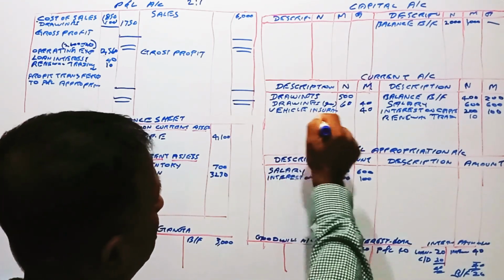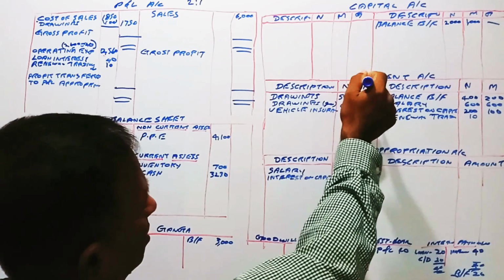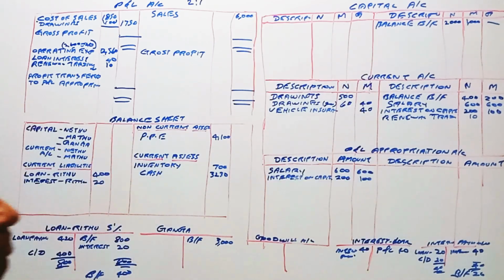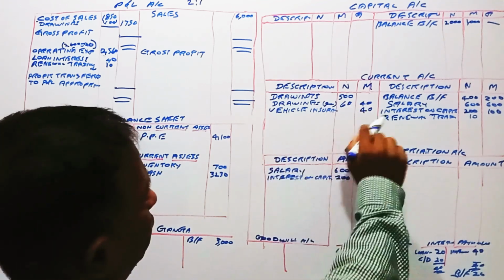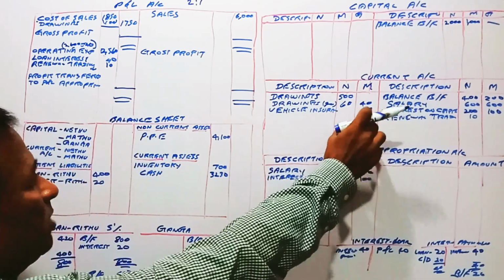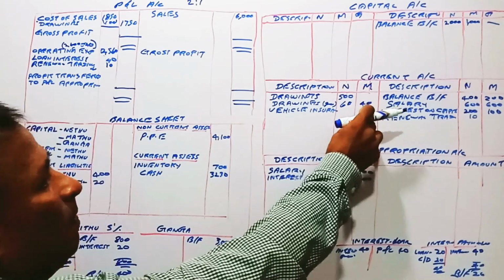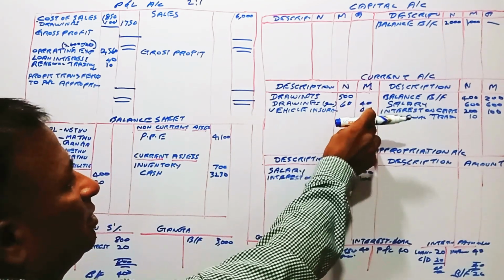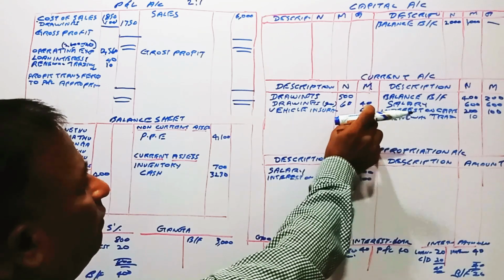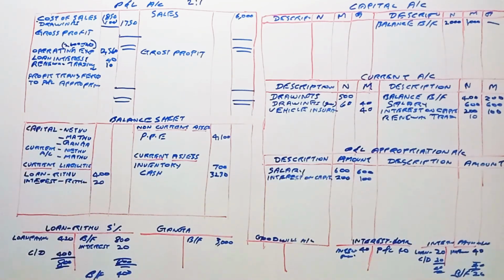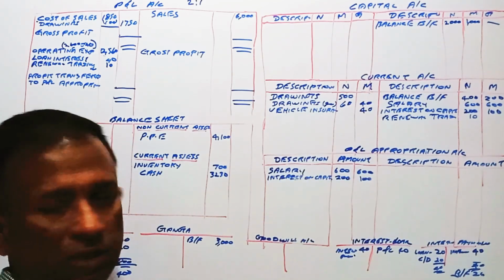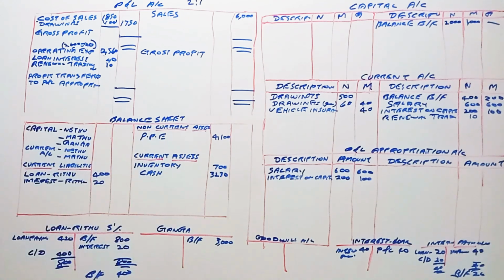to the current account of Madhu. Madhu's current account we have charged with 40 vehicle insurance because the partnership has paid for the personal vehicle of Madhu, right? So we have to recover that money from Madhu. That's why we have passed that entry.